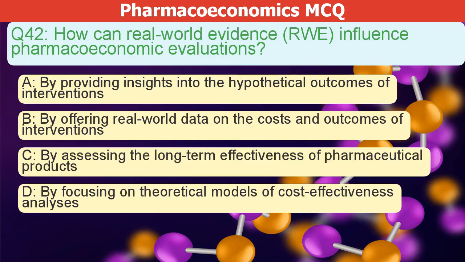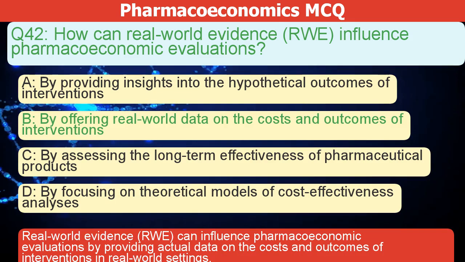How can real-world evidence, or RWE, influence pharmacoeconomic evaluations? A. By providing insights into the hypothetical outcomes of interventions. B. By offering real-world data on the costs and outcomes of interventions. C. By assessing the long-term effectiveness of pharmaceutical products. D. By focusing on theoretical models of cost-effectiveness analyses. The correct answer is B. Real-world evidence, or RWE, can influence pharmacoeconomic evaluations by providing actual data on the costs and outcomes of interventions in real-world settings.